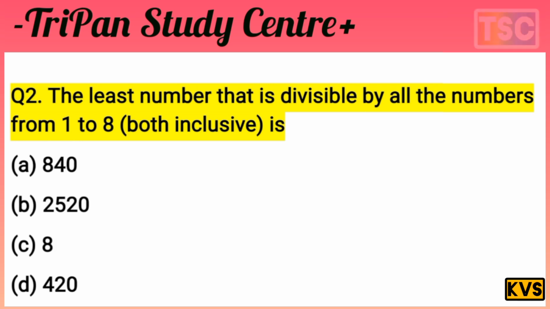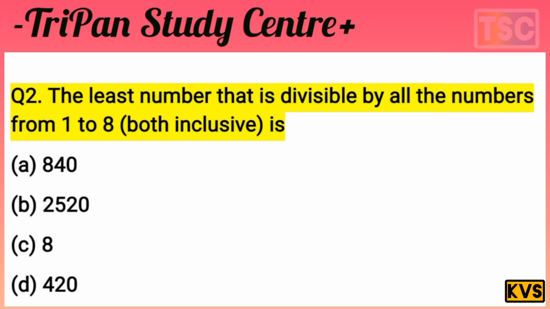The question is: the least number that is divisible by all the numbers from 1 to 8, both inclusive. The options are A) 840, B) 200, C) 2520, D) 420. That's important. But first of all, test your knowledge. I will give you a few seconds. You must have thought of your answer. Calculate in your notebook.